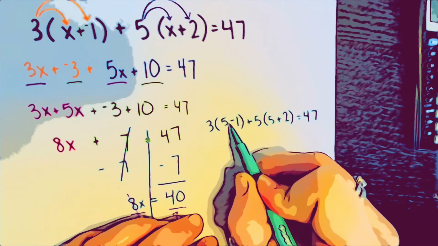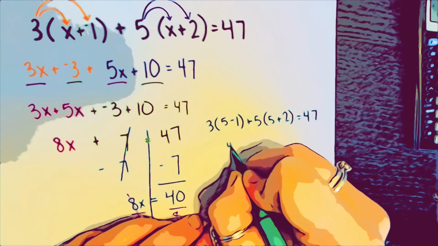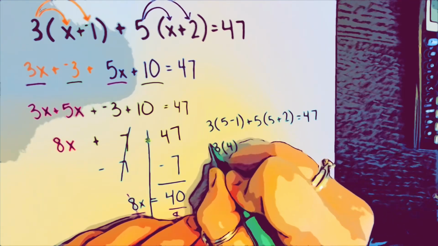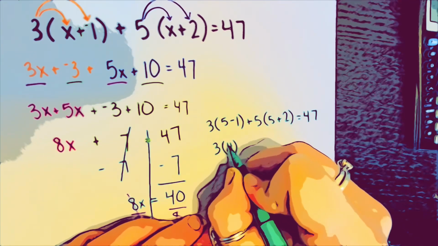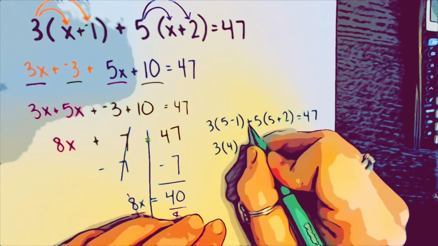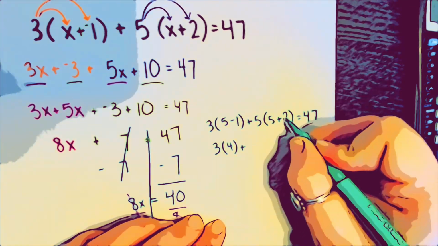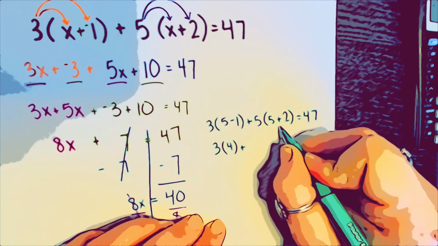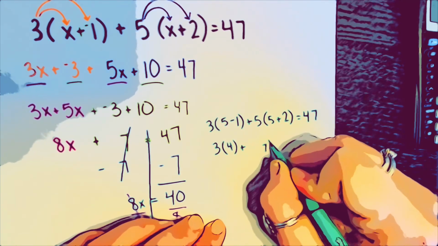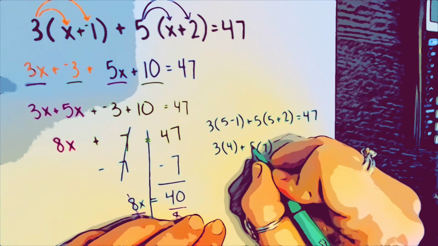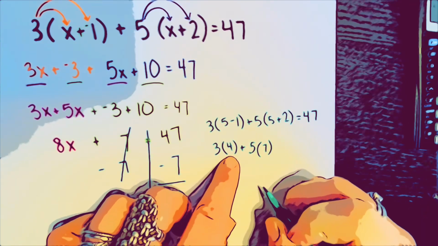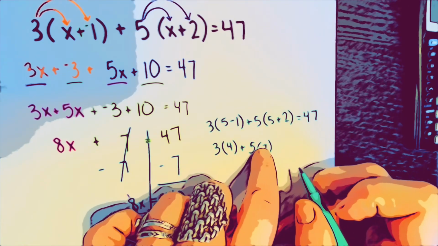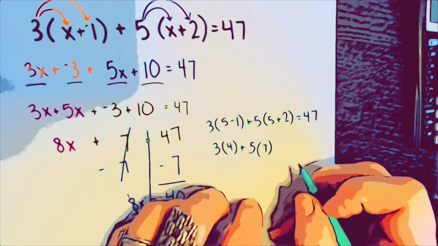Okay, so 5 minus 1 is 4. I'm going to leave that in the parentheses, and I'll bring down this 3 here, and that just reminds me that I need to multiply 3 times 4. I'll bring down my plus symbol here, and then I'm going to take care of what's inside of these parentheses here. 5 plus 2 is 7. Bring down my 5 right here. See what we have going on? We said 5 minus 1 is 4. 5 plus 2 is 7. We bring down everything else that's around it.